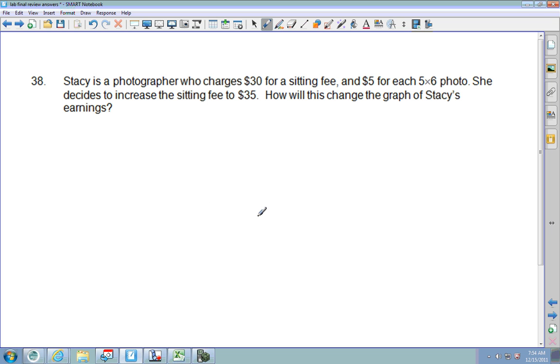Well, wait a minute. The first equation comes from this information right here. So I have y equals 5x plus 30. What if she decided to increase this y-intercept to 35? What's that going to do to your graph? How does the y-intercept make it move?